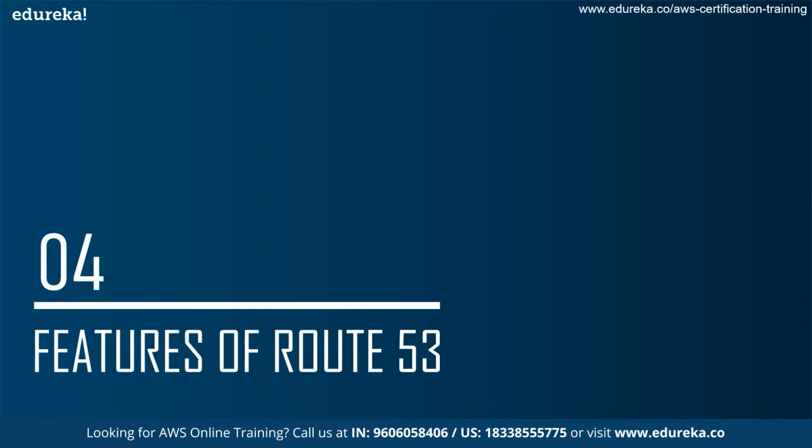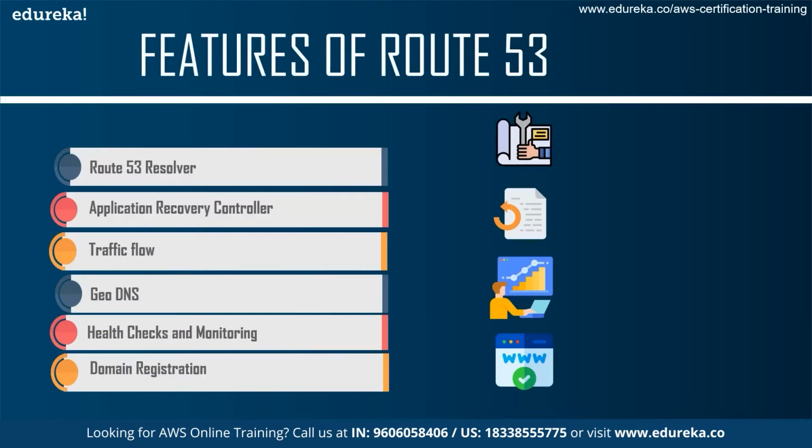So let's talk about some of the key features for Route 53. The first feature that we talk about is Route 53 Resolver. The Route 53 Resolver is basically used to create conditional forwarding rules and DNS endpoints to resolve custom names mastered in Amazon Route 53 private hosted zones, right? So there are public hosted zones and there are private hosted zones. Route 53 Resolver is used mostly when there is a private hosted zone which needs a certain DNS endpoint.